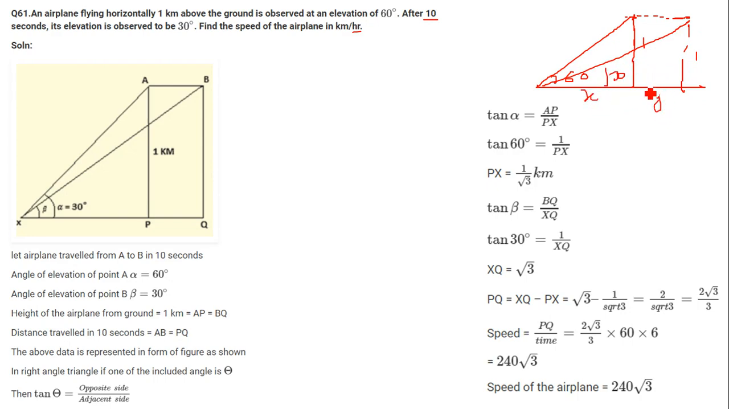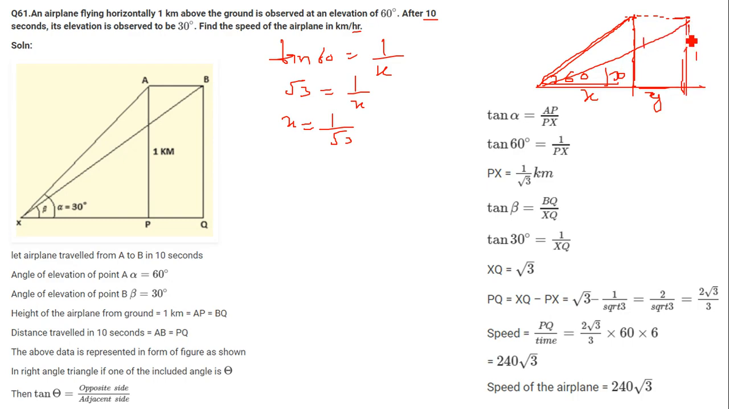So same thing we have to do. Let us assume this to be x and this to be y. So ultimately this y is the distance of our concern. We'll divide it by the time, 10 seconds, and we'll try to find out the speed. So first let us take this triangle, 60 degree. Okay. So tan 60 degree is perpendicular by base, 1 kilometer by base x. Tan 60 is what? Root 3 into 1 by x. So x is 1 by root 3.